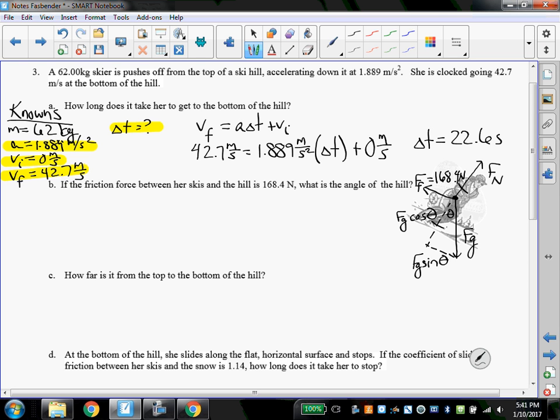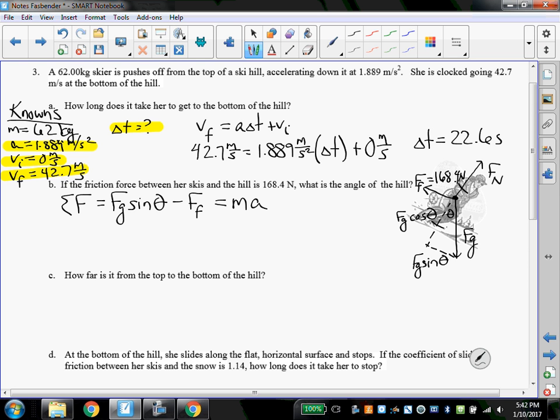That might be useful. But for now, we want to know if the friction force is 168.4 newtons, what is the angle of the hill? So since we know something about friction, we know something about the direction that she's accelerating, so we might as well do a net force equation. So let's look at all the forces that are going either up or down the hill. The one that is going down the hill is Fg sine of theta. Force of friction is going up the hill, and to show that change in direction, I'm going to give it a nice subtract instead of add. And together, these two things have to equal ma.